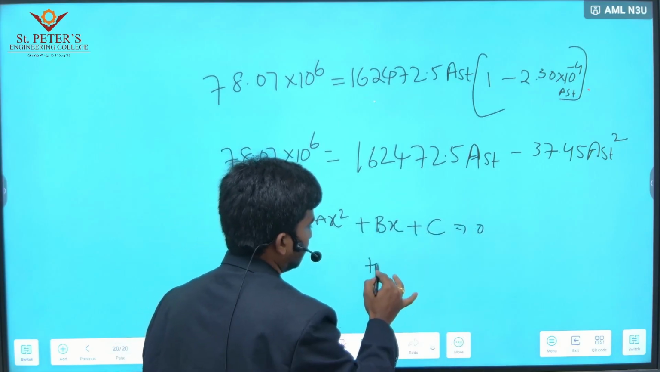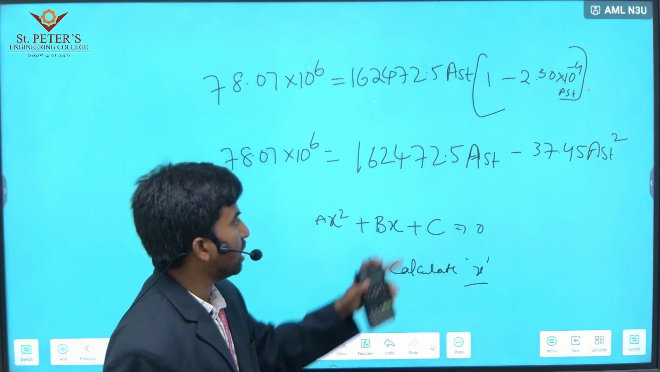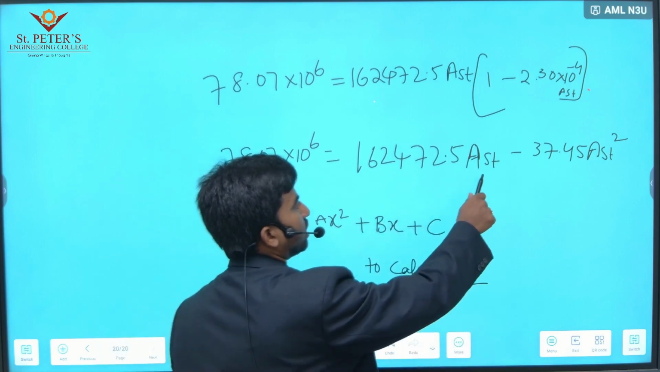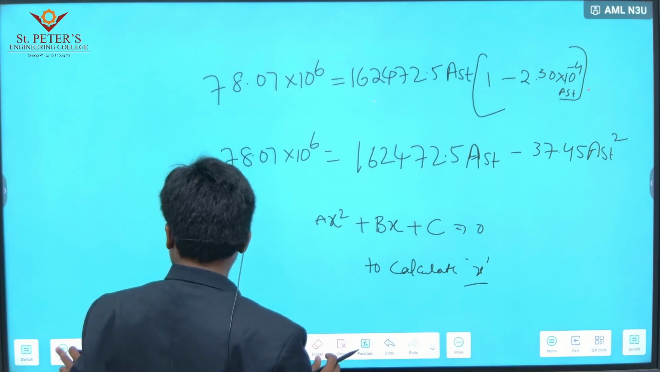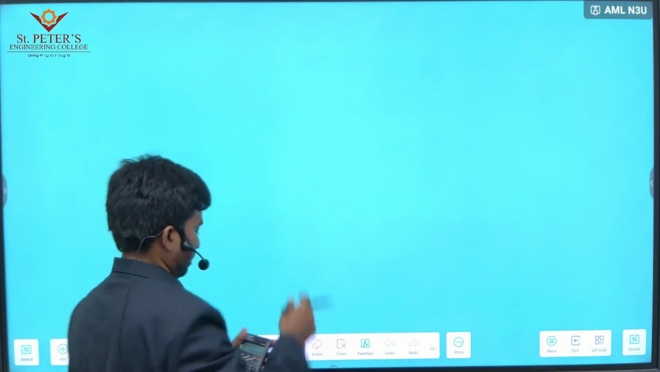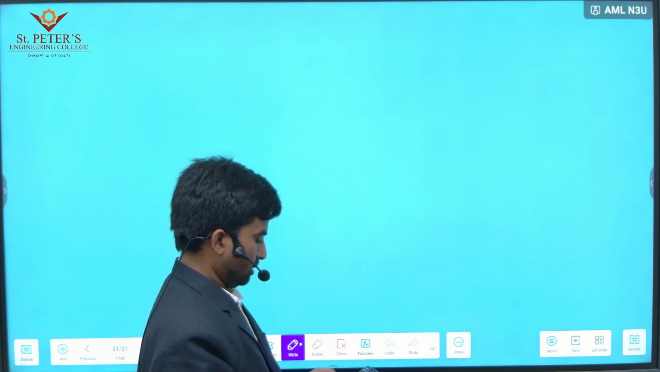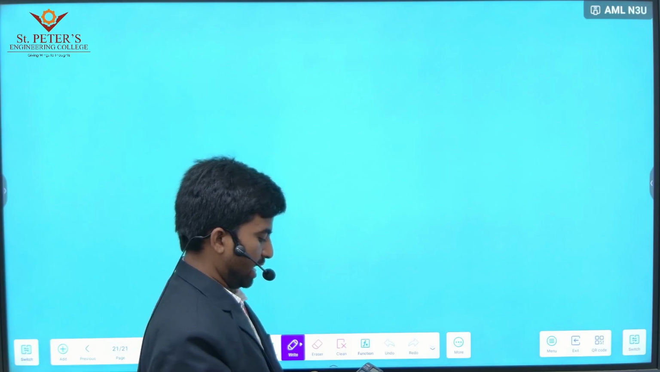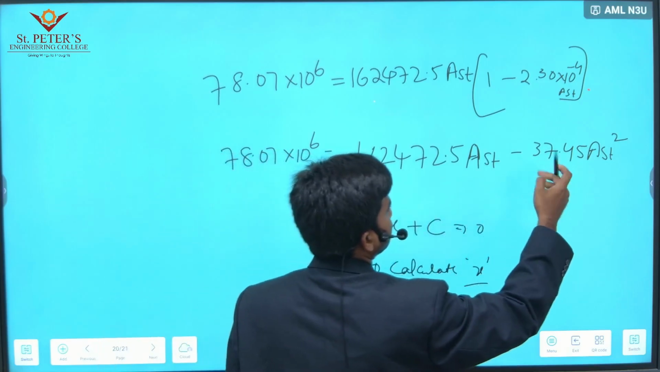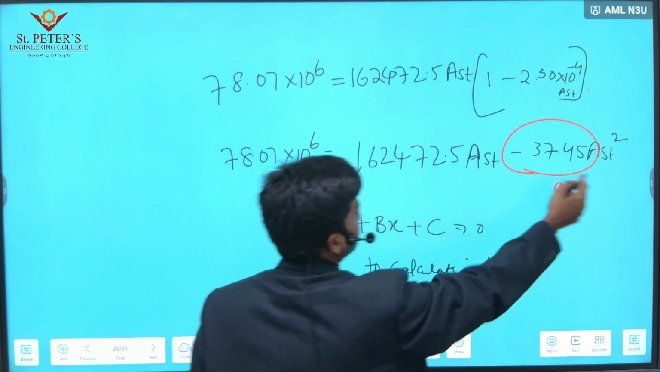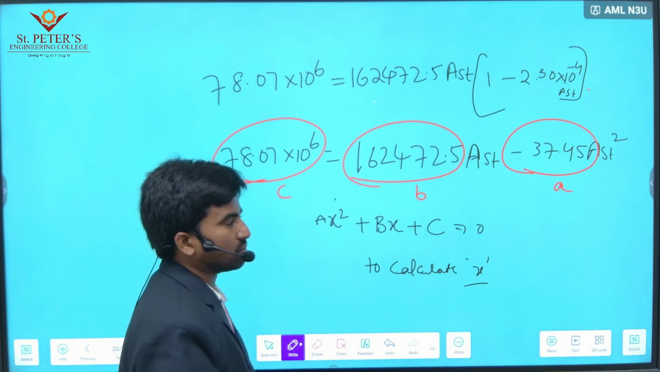To calculate the x value, nothing but area of steel. Based on area of steel, we get how many number of bars and stirrups. So in Calc, go to that equation, ax square plus bx plus c. This is the a value, this is the b value, and this is the c value. Ax square plus bx plus c.